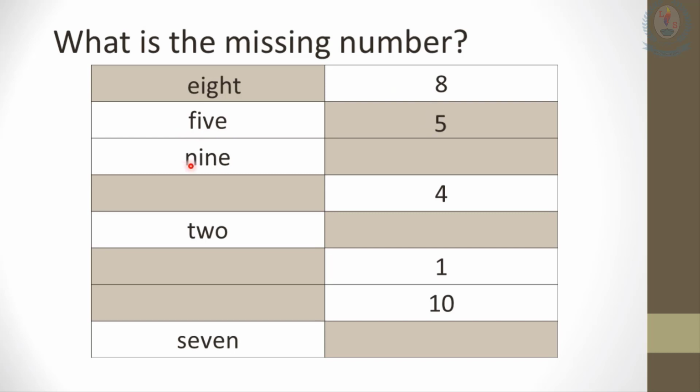Next, what is this number? Can you read? Yes, it's number 9. Next, we have this number. Do you know what is this number? Yeah, it's number 4. F-O-U-R, 4. T-W-O, what is this number, children? 2, it's number 2. This one, do you know this number? Yes, it's number 1. O-N-E, number 1.